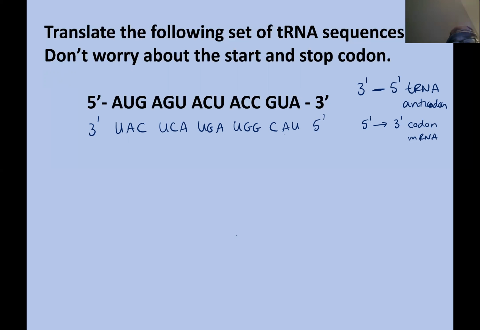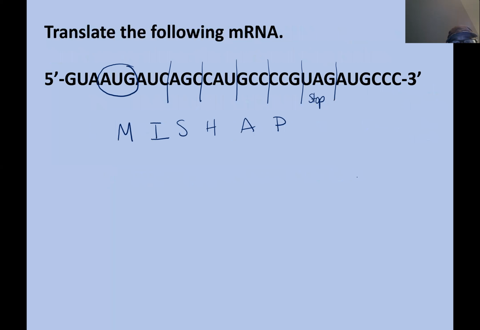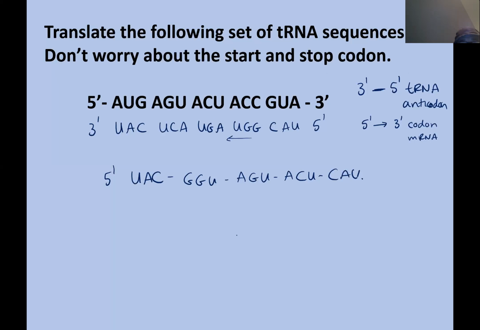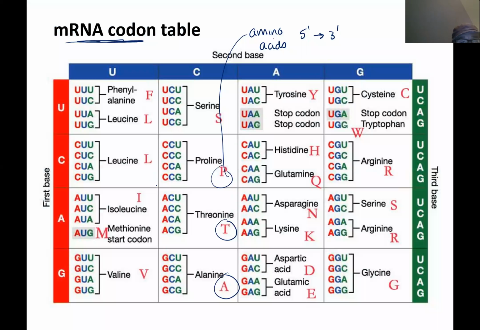We need to read our codons 5' to 3', so I would rewrite it 5' UAC, GGU. I'm going this way. AGU, ACU, CAU. And then I would go back to my mRNA table and read, and UAC stands for tyrosine. So if you don't remember how to do this, you go back to your chart and look up UAC, tyrosine. So practice those so you can do those quickly on the exams.